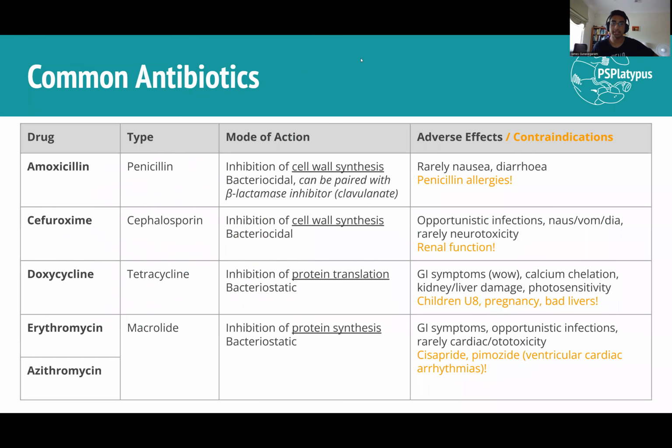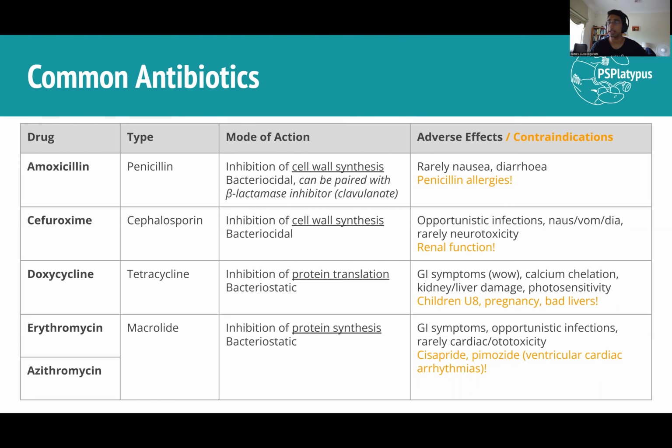All right, so these are our antibiotics. Again, it looks like a lot of information, but I want to draw your attention to probably the second column here, type. The drug names are important, and of course you'll need to recognize them when it comes to MCQs and stuff. But really what we want to teach you here is the different classes of drugs, because within a class, drugs have the same mode of action and pretty similar adverse effects and contraindications.